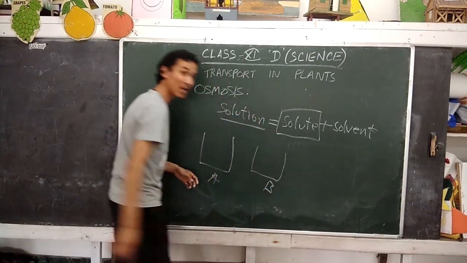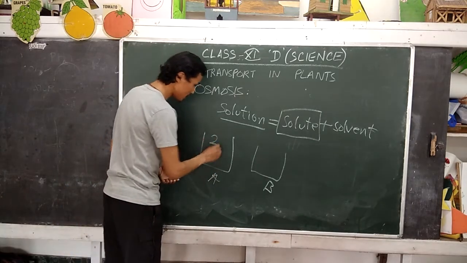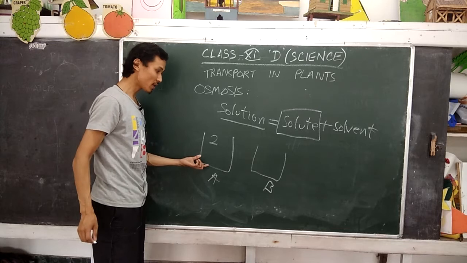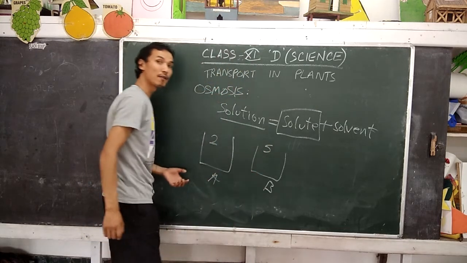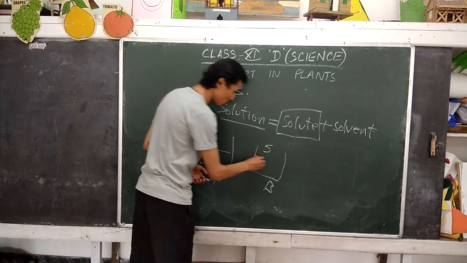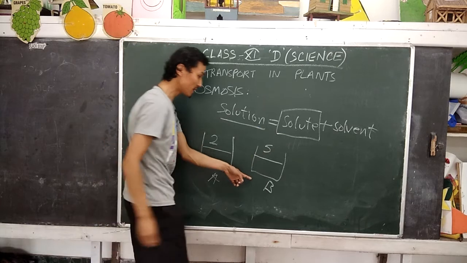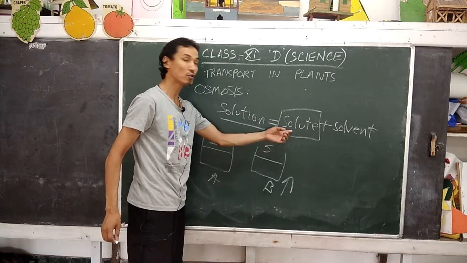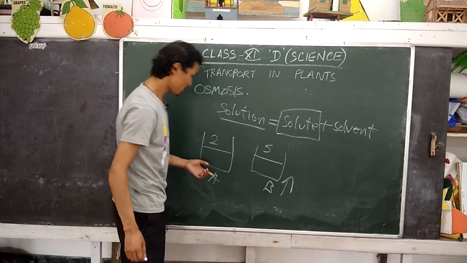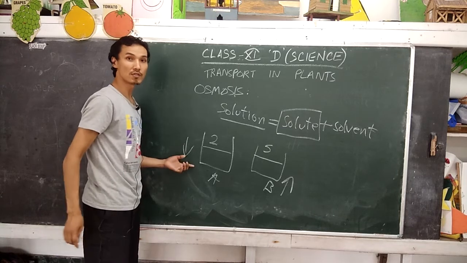if I take two glasses A and B, in glass A, I am adding 2 spoons of salt, and in glass B, I am adding 5 spoons of salt, and if I add equal amounts of water, the concentration of solute will obviously be greater over here. That is, solution B will have a higher solute concentration. But whereas in A, I will be having low solute concentration.